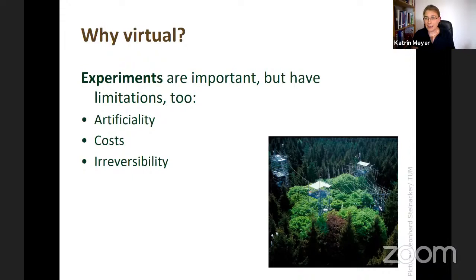And I agree, experiments are really important, but they do have their limitations, too. They are usually relatively artificial, because you do some kind of manipulation. There's quite some costs involved, as probably in the picture you see these scaffoldings, these towers, and they are usually irreversible. So if you want to study, for example, a new plant that's non-native in a certain system, that's probably more drought tolerant, thinking about climate warming, do you really want to introduce that in an experiment to some forest ecosystem to test whether it's working out or not? Because then it's there and you might not be able to take it back.